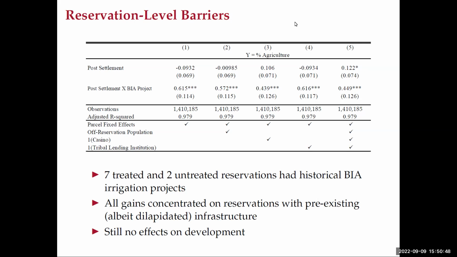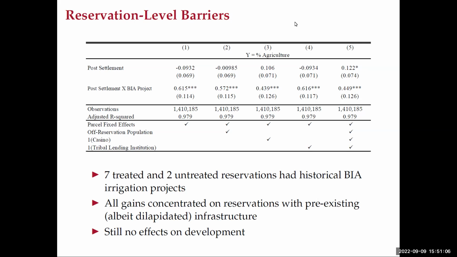The other fellow economist in the room. Mark. So why do you think that development didn't increase significantly after the treatment was applied?